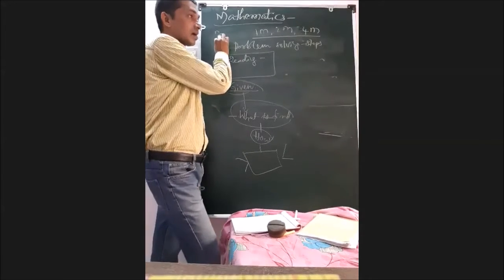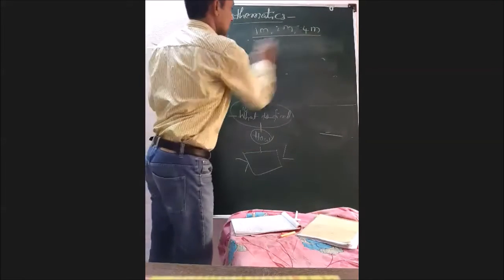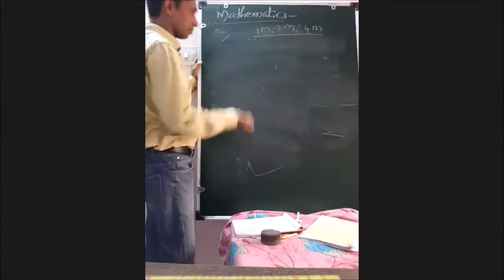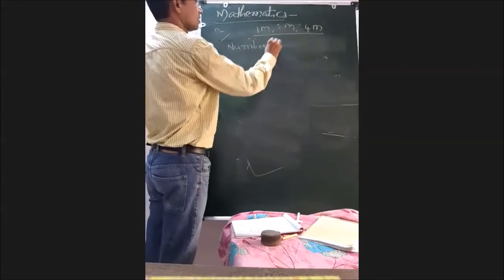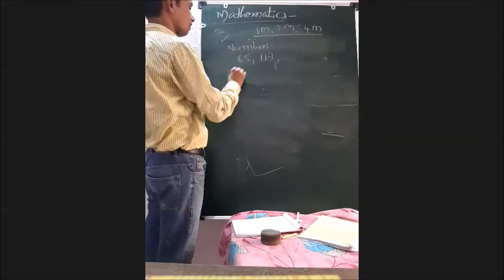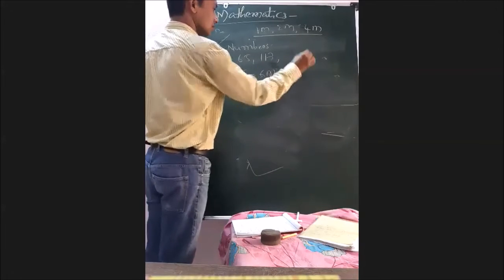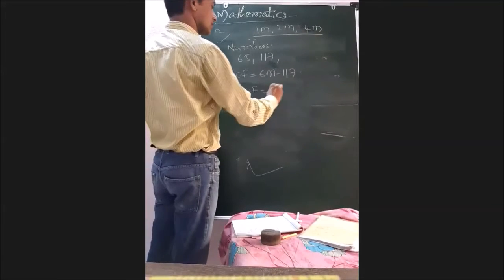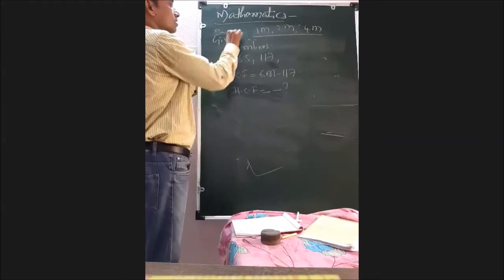Whatever the question, if you take this question, now what is given? The given is the numbers. The numbers are 65 and 117. Their HCF is given as 65m minus 117. Then what he has asked: find the HCF by Euclid division lemma. This is the given. Simple.